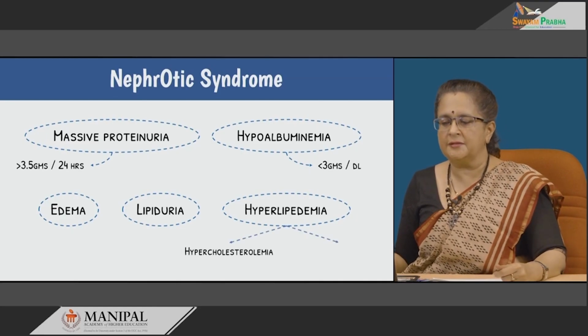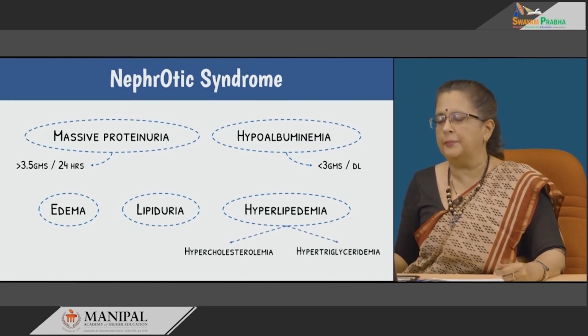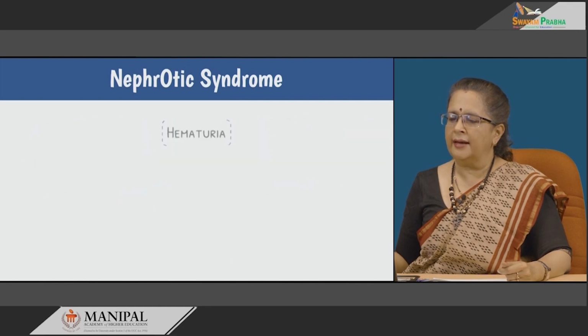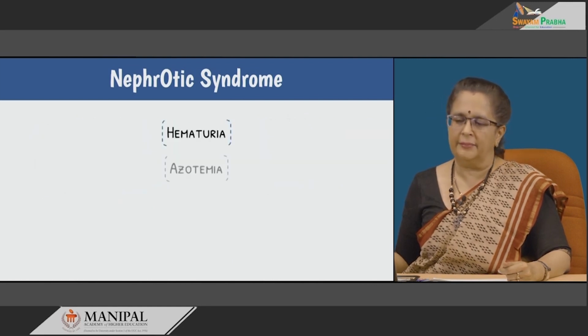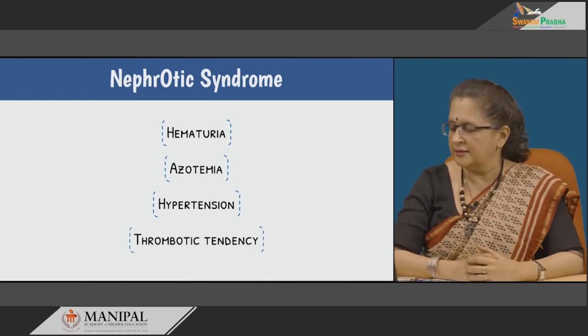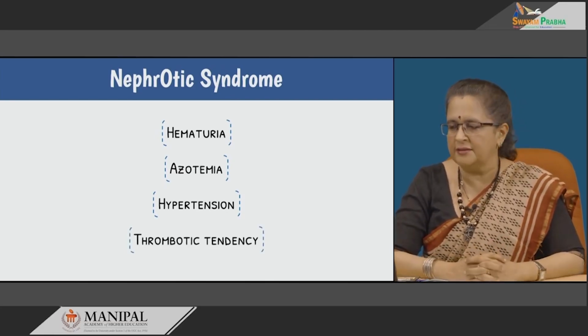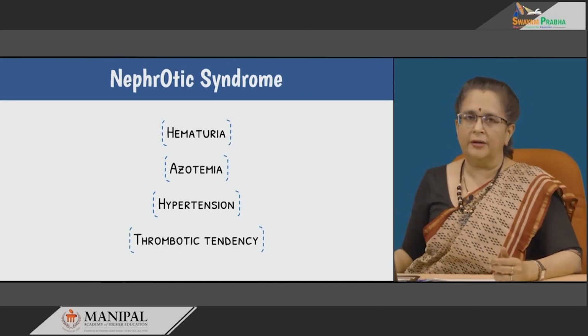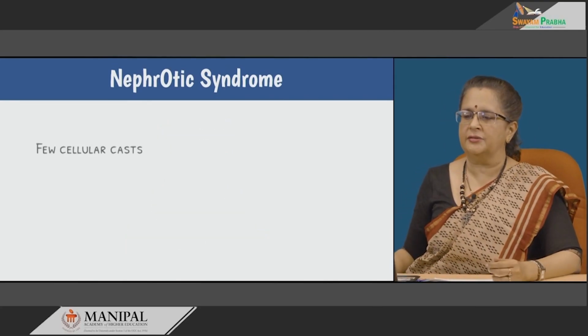Hyperlipidemia is of 2 types, hypercholesterolemia and hypertriglyceridemia, both are usually seen. Now, there can be other things also like hematuria, azotemia, hypertension and thrombotic tendencies. Thrombotic tendencies is often seen, whereas the others, hematuria, azotemia and hypertension, are not a predominant component of nephrotic syndrome.